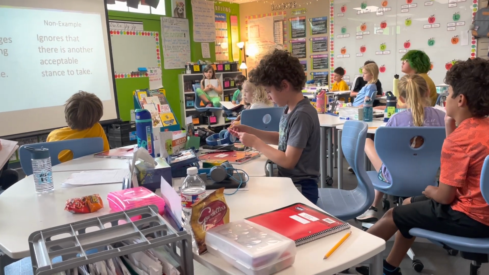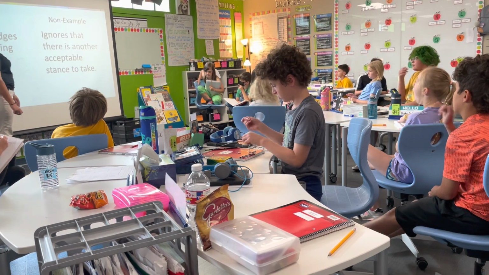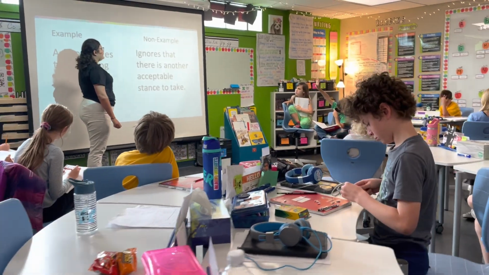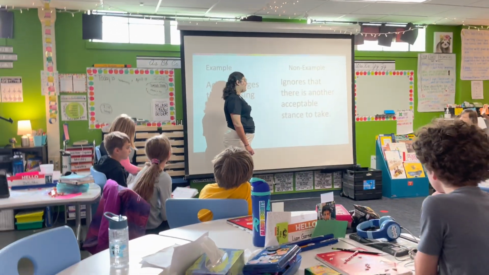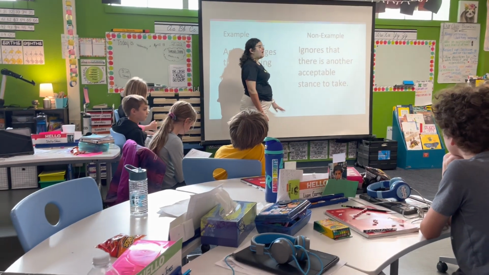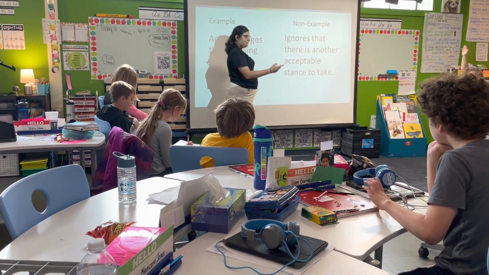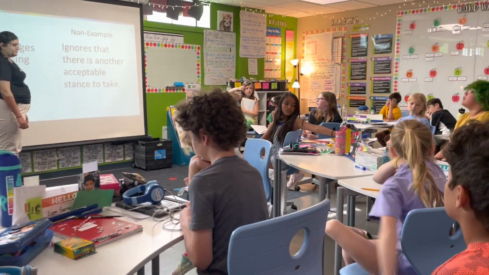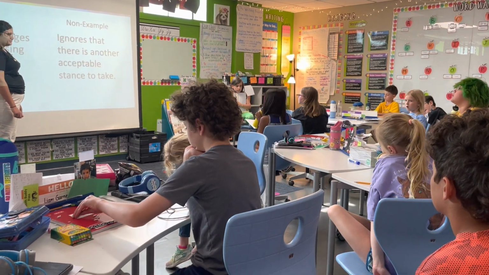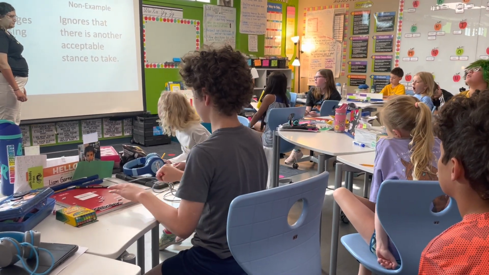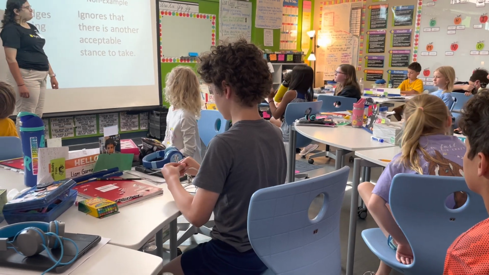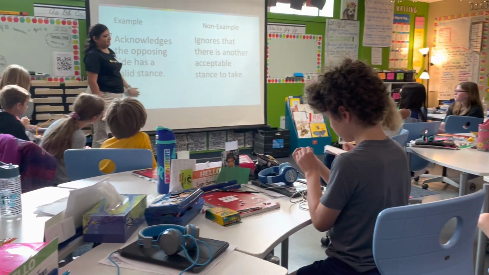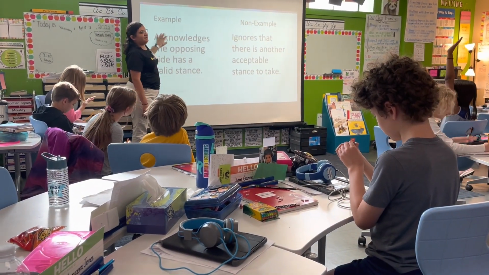Yeah. So let's look at the non-example. What does somebody think that this means? So again, this person thinks that they ignore that there's another acceptable stance to take. So like another answer there is. Maybe they think that if the other person says it's this answer, they're just ignoring them, maybe it's another answer. Yeah, that's true. So since Sarah said this, what do you think this means?